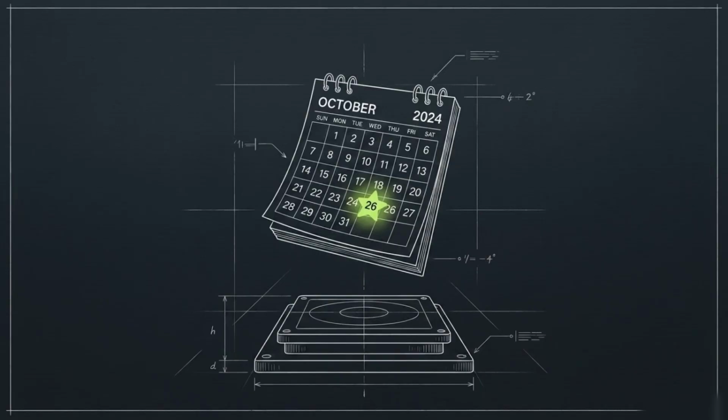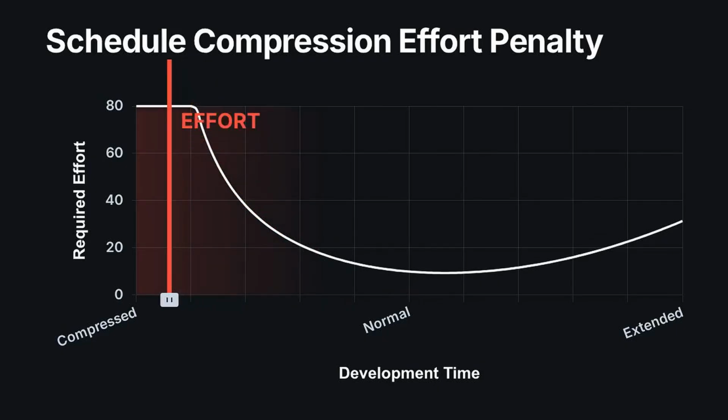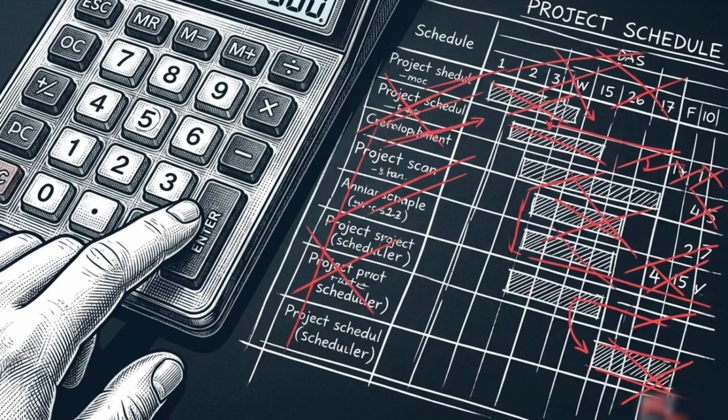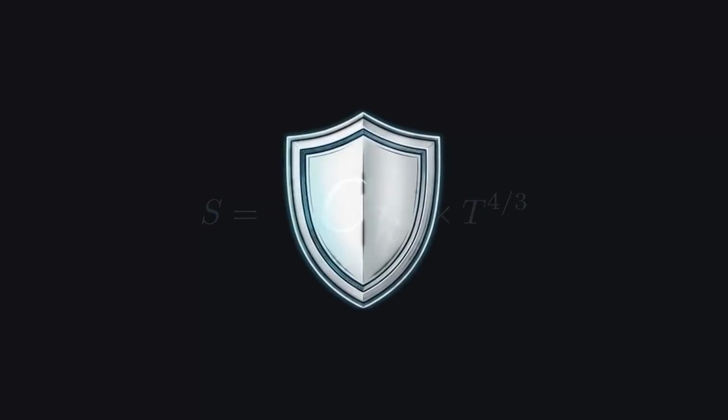There is an optimal schedule for every project. While stretching a timeline can lead to inefficiencies, compressing a schedule too aggressively causes the required effort to increase non-linearly. These exponents demonstrate that software development schedules cannot be managed using simple linear arithmetic. To see how environmental factors impact this math, we isolate the CK variable.